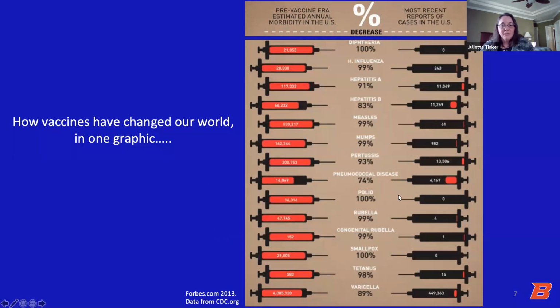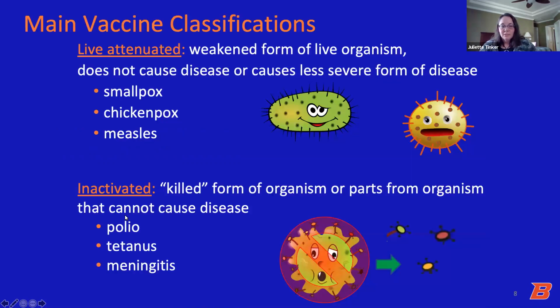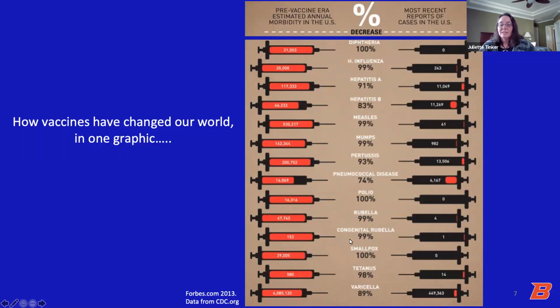Then on the right, the number of cases after the vaccine. And importantly, I want to point out smallpox here at the bottom. Okay. Smallpox is actually eradicated globally from the world because of vaccine, and it was considered the most horrific infectious disease in history.